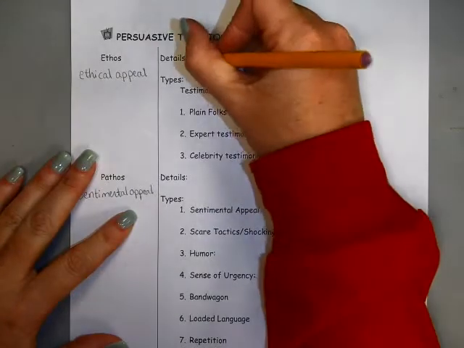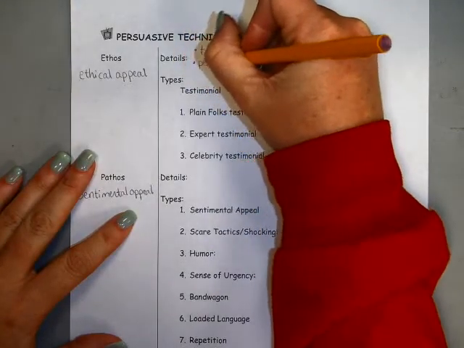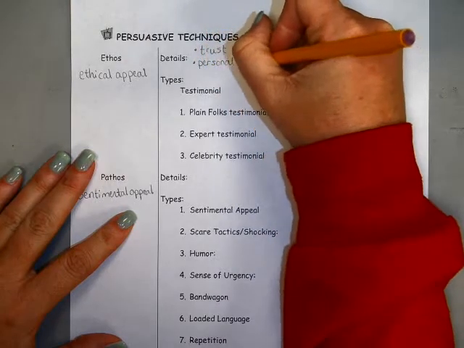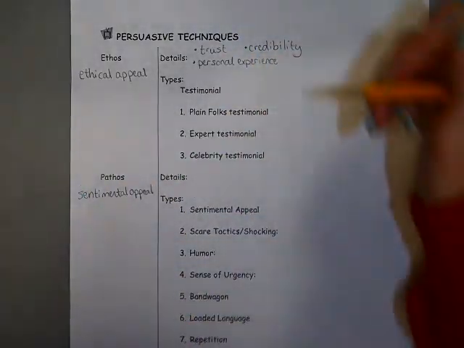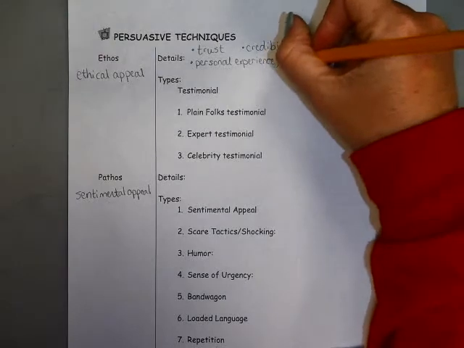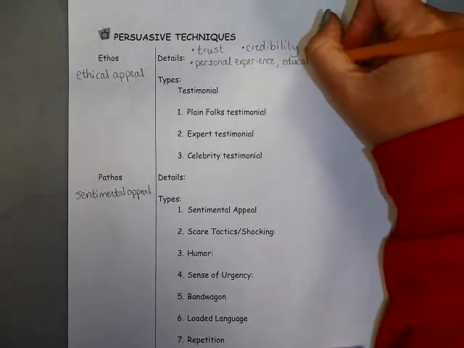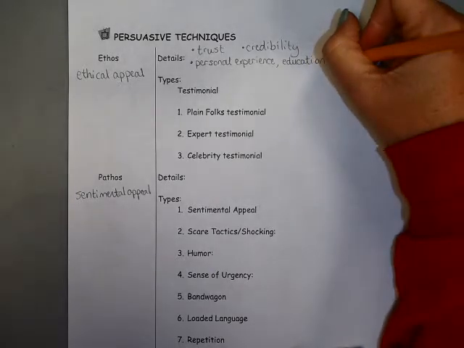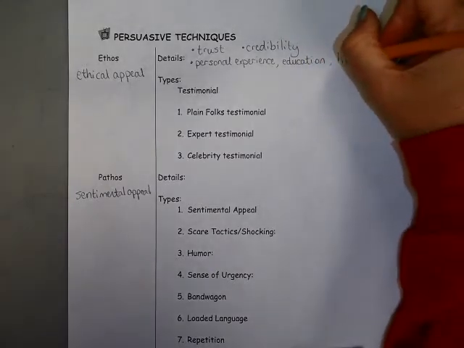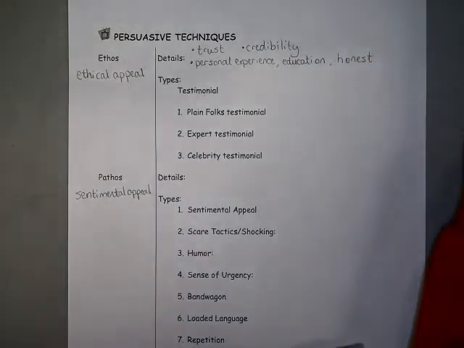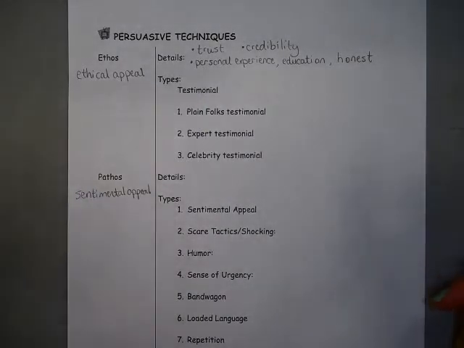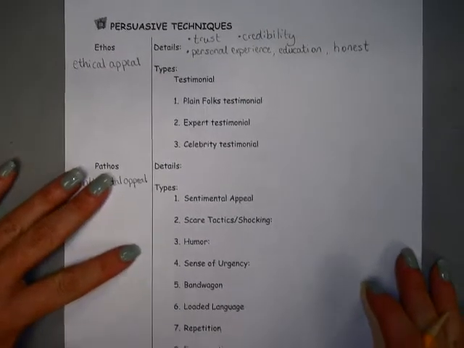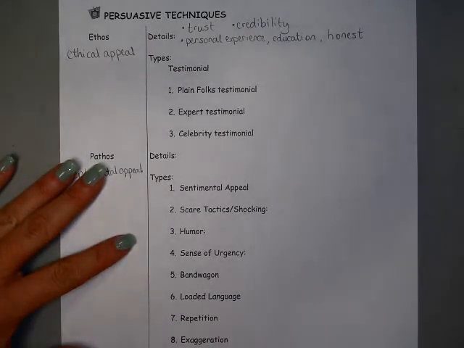So we'll go ahead and also write down that it's based on personal experience. Someone who's probably used it, worn it, been exposed to it somehow, so they know about it. So personal experience, usually they have the education that is needed to be able to promote the product, and they usually are very honest, at least they come across as being honest. It's all about being true, being honest, having that experience or knowledge in that particular matter. The different types that we have are all different types of testimonial. There are three different ones.